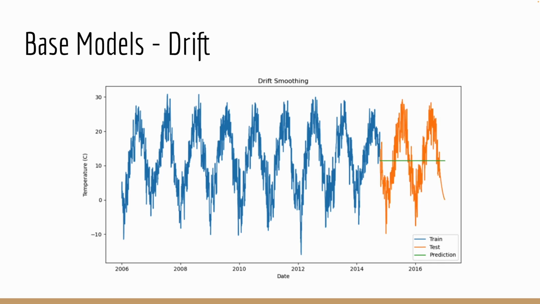Next model we have is the drift method. For this one, it was kind of surprising because I was not expecting a straight line just like the average smoothing. In a way, it seems very similar to the average smoothing, even though it's calculated in a different way. So by looking at this, I concluded that the drift smoothing was not an optimal model to use for weather data sets.